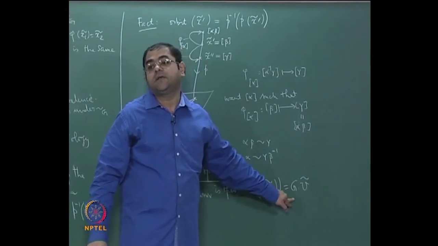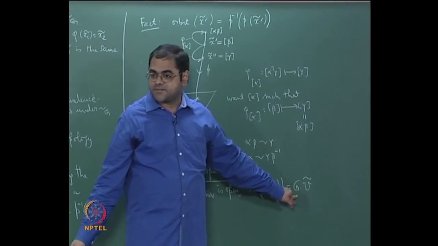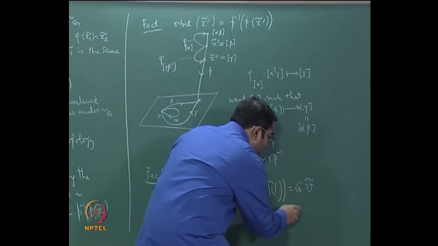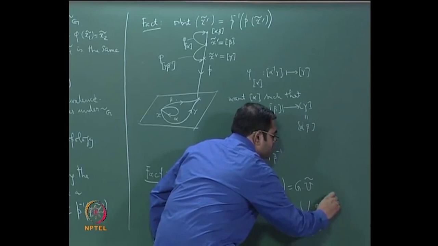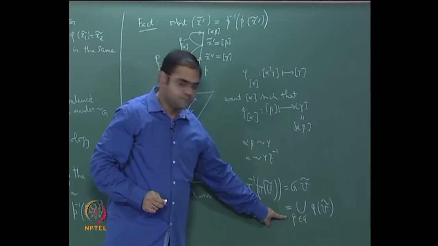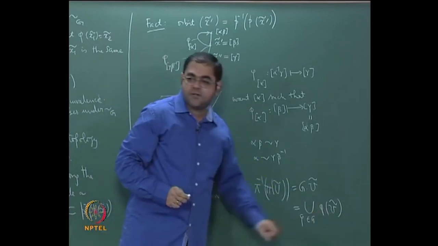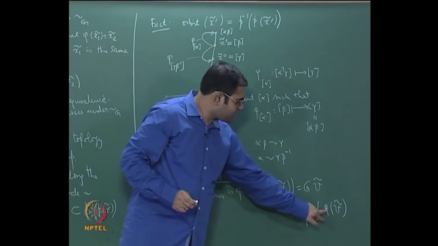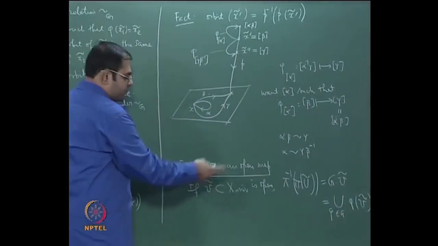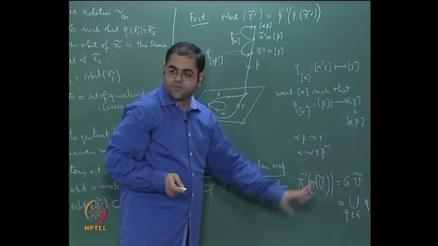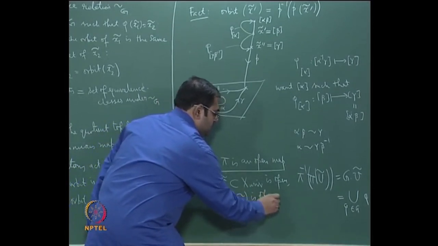These are all translates of U tilde by elements of G, which are anyway homeomorphisms. So this is a union of open sets, so it is open. This is just equal to the union over phi belonging to G of phi of U tilde. Each phi is a deck transformation, so it is a homeomorphism of the universal covering. So phi of U tilde will be an open set homeomorphic to U tilde, and this is the union of such open sets, and therefore this is open. So this calculation will tell you that pi of U tilde is open.